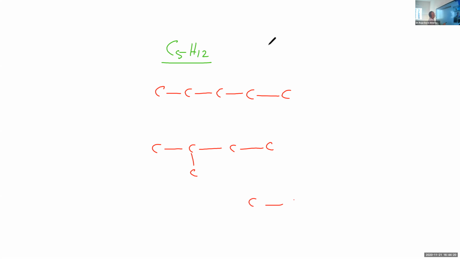Now, a third possibility. 3 carbon atoms in a chain, and 2 side chains, 1 carbon here and 1 carbon here. Now try to complete the structure. Shall I draw the structure directly? Complete it. How many hydrogen atoms will be there on this carbon? 3. How many hydrogens? 3, correct.